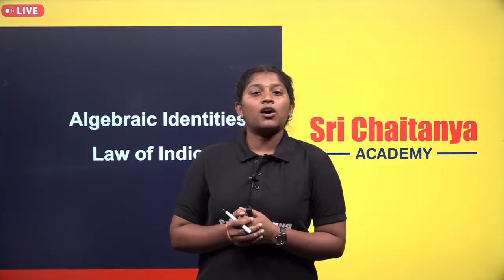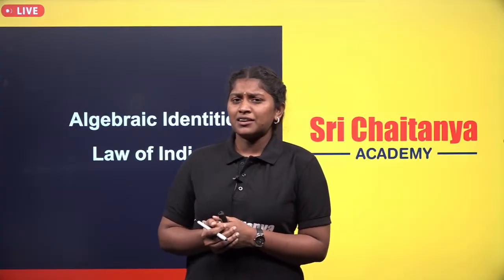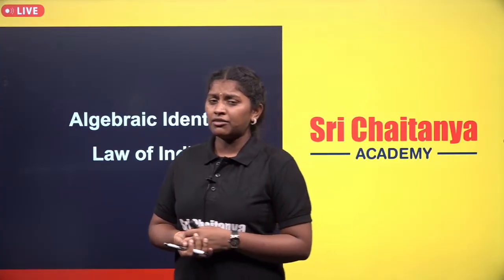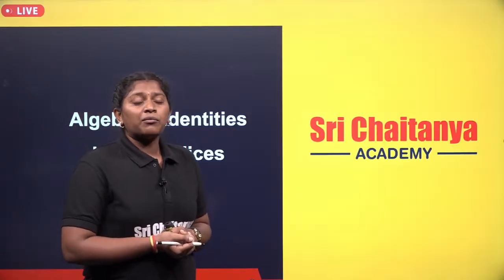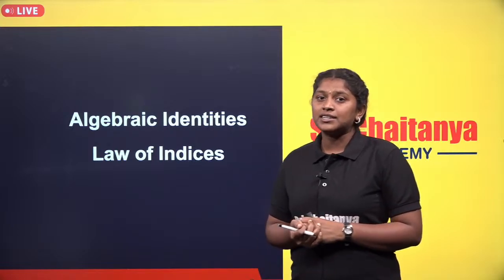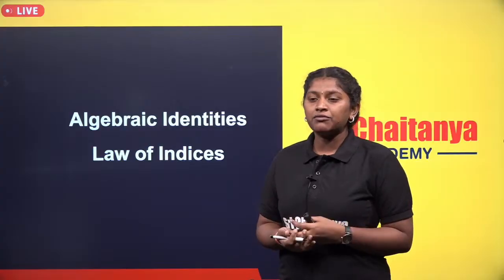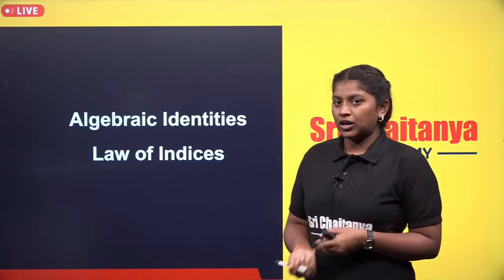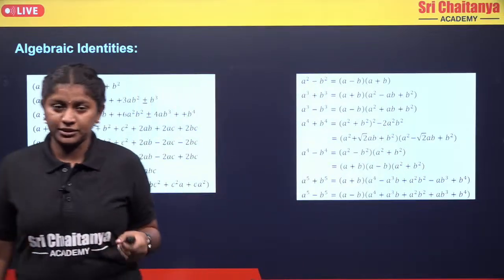Coming to today's class, we are going to discuss our next chapter that we are going to learn in our upcoming grade 11, that is algebraic identities and law of indices. We know that algebraic identities are something we have had from grade 8. But now we are going to learn about identities with higher powers, like cubic identities, and if we have power 4, how we can expand the given formulas. Okay, so first of all let's once again recall the identities that we have learned.